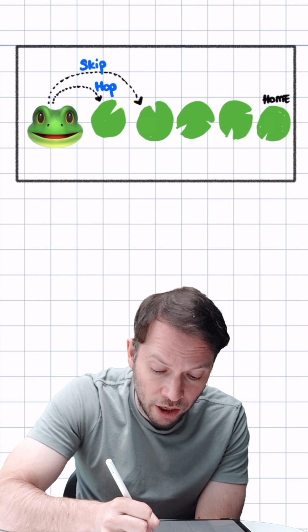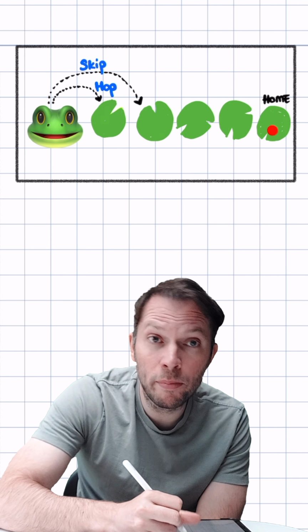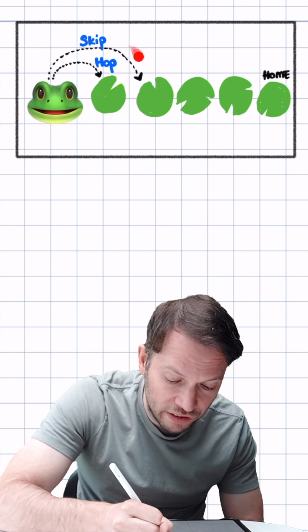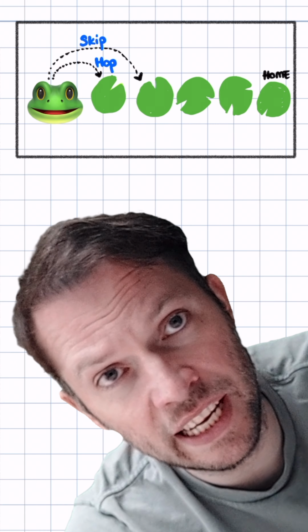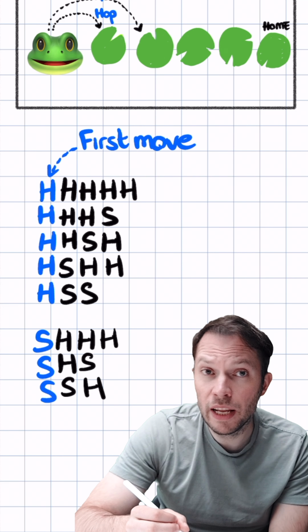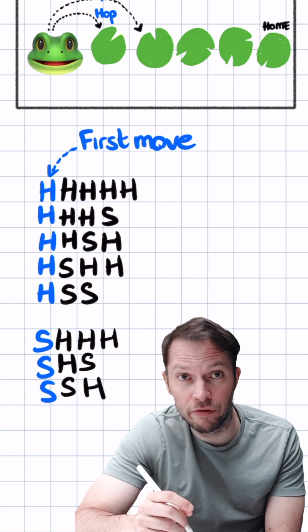For example, it could go hop, hop, hop, hop, hop. That would be one route. Or it could do skip, then hop, and then skip. Why don't you pause the video and see how many routes you can find for yourself? Now in total, there are 8 routes for the frog to get home.